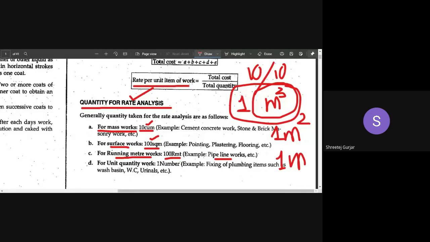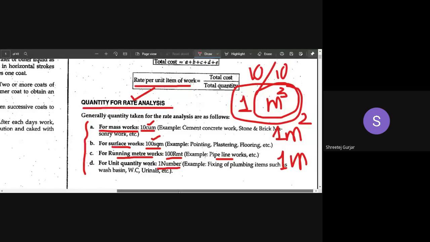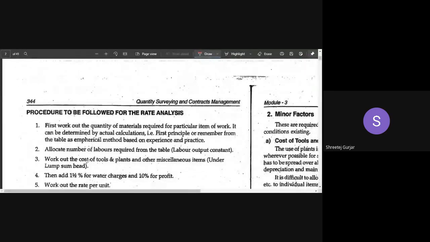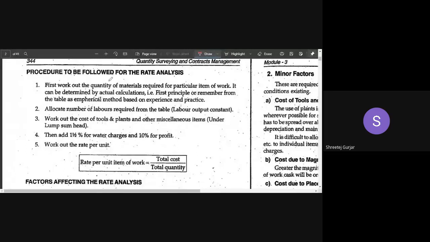Then for unit quantity of work, like fixtures such as plumbing work, wash basin, water closet, urinals, etc., whenever you are dealing with numbers, we will assume only one number, and directly arrive at the rate per unit. So these are some assumptions that we will be requiring. This will be clear once we do rate analysis for various items of work. Next, moving on, the procedure to be followed for rate analysis.